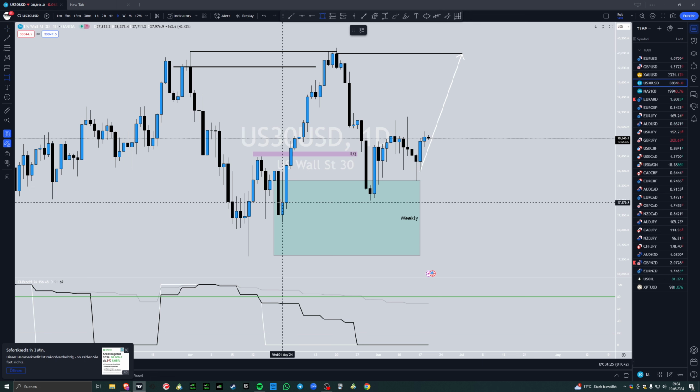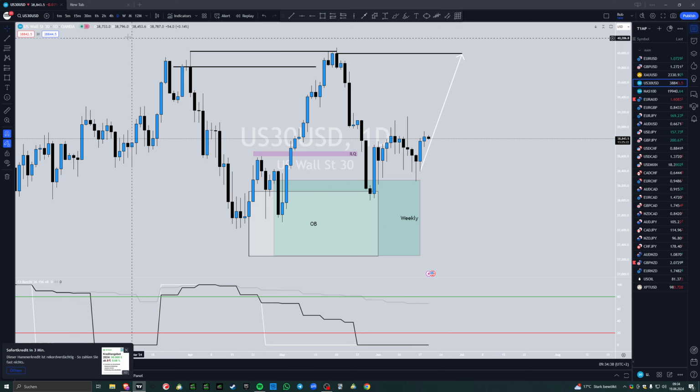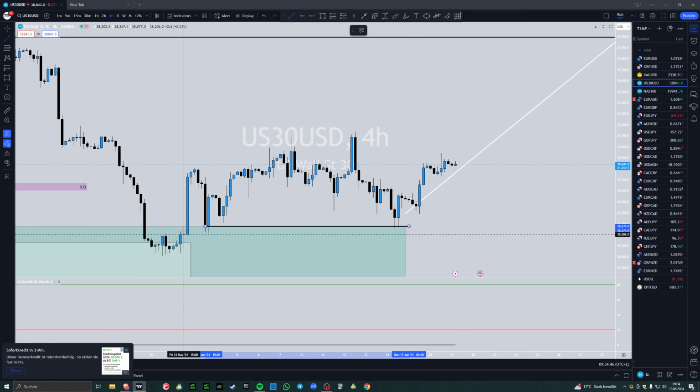And now let's have a look at the price action more precisely. So this is the auto clock, and here it's a little bit more visible, a little better.